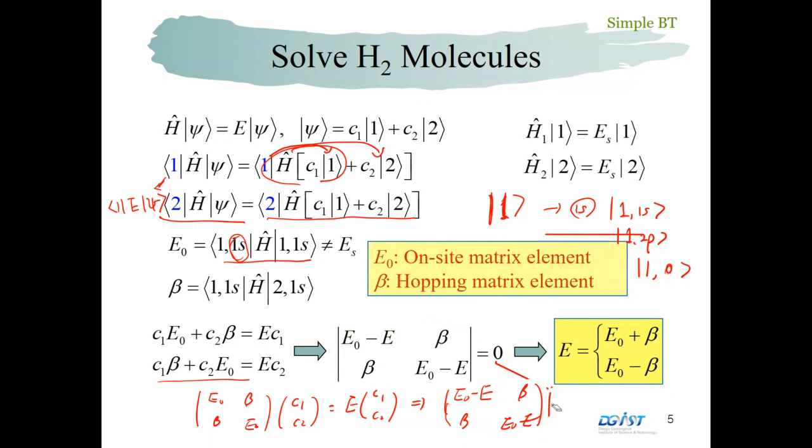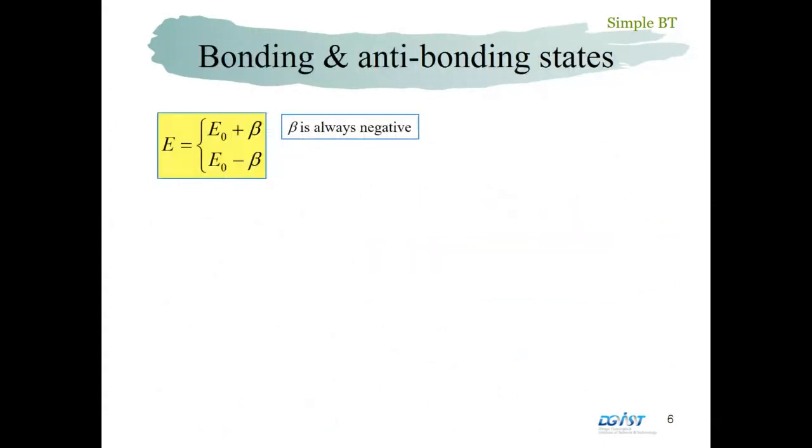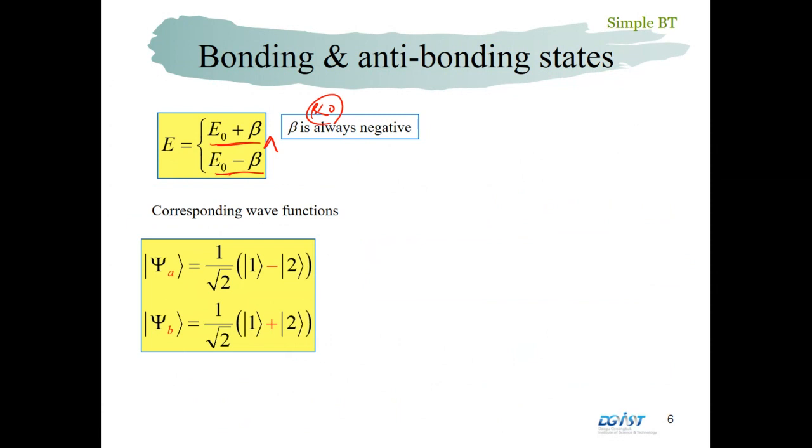The energy state E, which one we want to know, can be described by the E0 plus minus beta. Okay. So, in our definition, beta is always a negative value. So those energies are higher. I'm sorry, those energies are lower, those energies are higher. This relation. And also, after we obtain this eigen energy, we can obtain the C1 and C2, 1 over root 2, in this relation with the matrix equation.